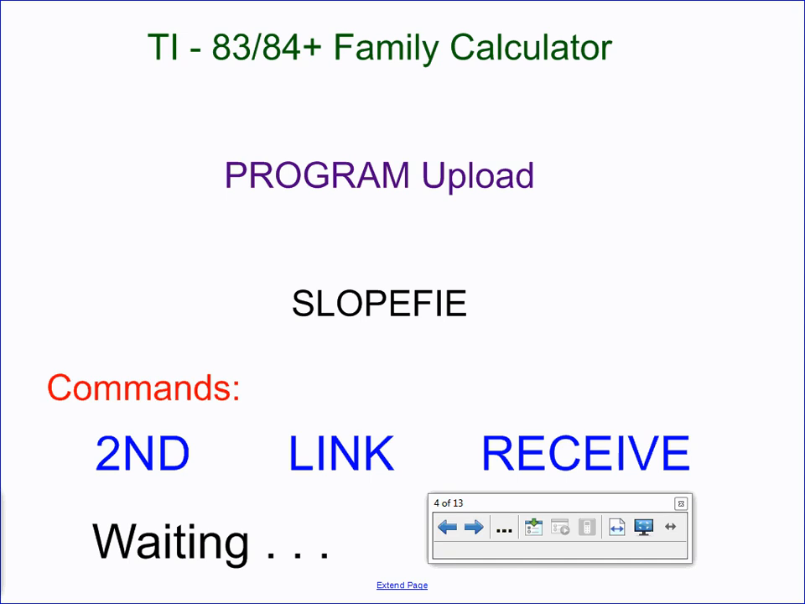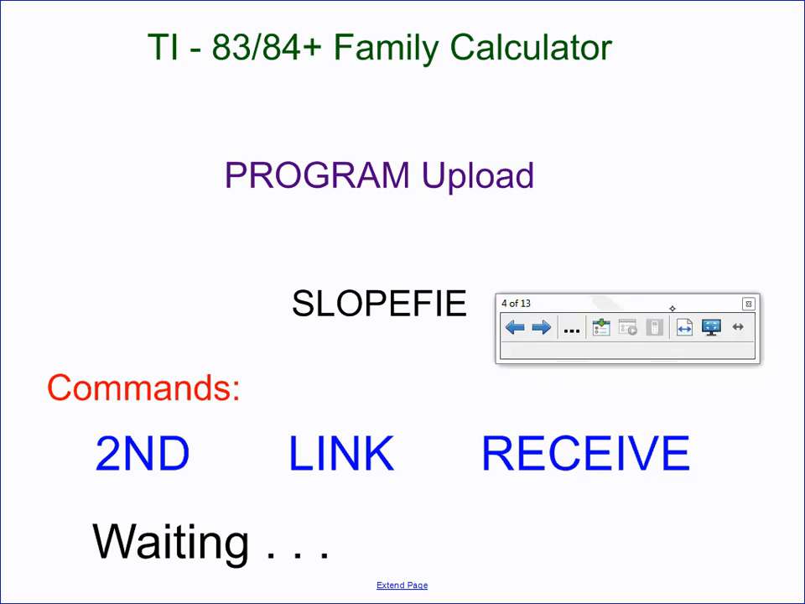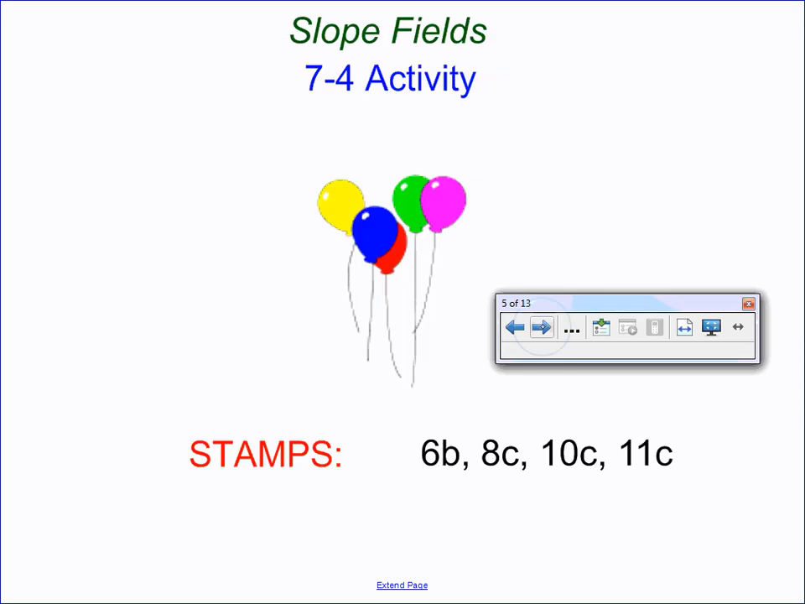If you do it now, it's just going to end up spinning and then say an error, quit after a while. So you can wait until I get close, but these are the commands that you'll be using. Second, link, receive, enter, and it'll say waiting. That has to occur before I can transmit the program to you, so make sure you have your graphing calculator at the ready for that.